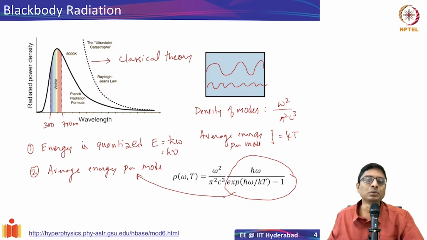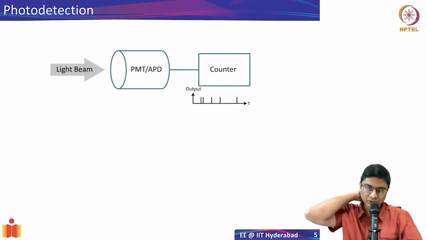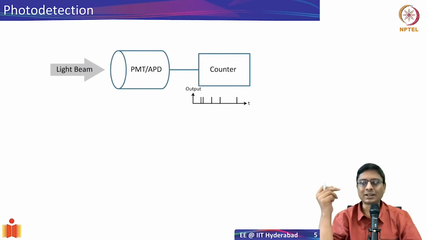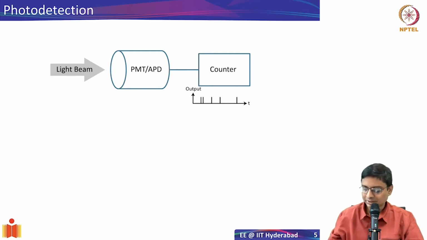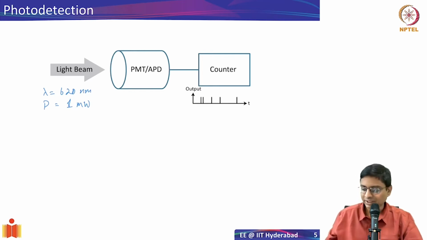But what do we do if we want to study the quantum of light? How do we do that? For example, we could think of an experiment wherein I'll take a light beam. Let's say I'm considering a light beam at 620 nanometers. So if I consider lambda equal to 620 nanometers, and let's say it has a power of 1 milliwatt. Now we understand that there is this light beam which is incident on a detector. This is basically a detector.